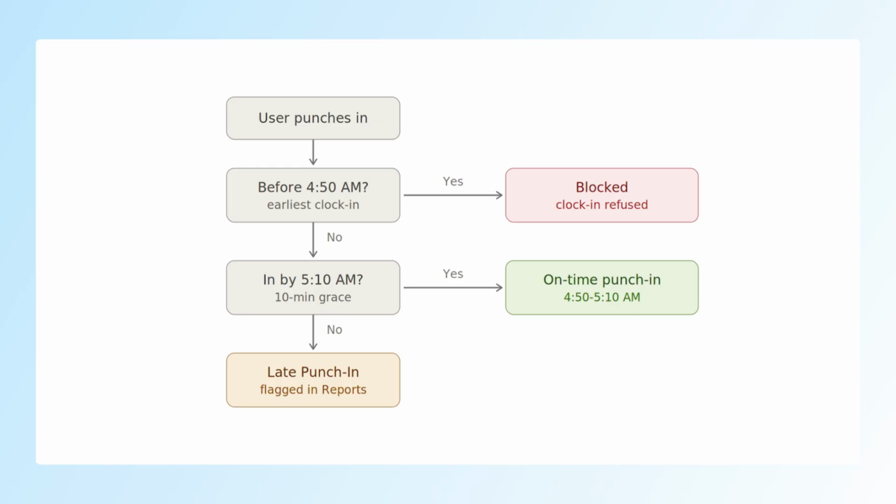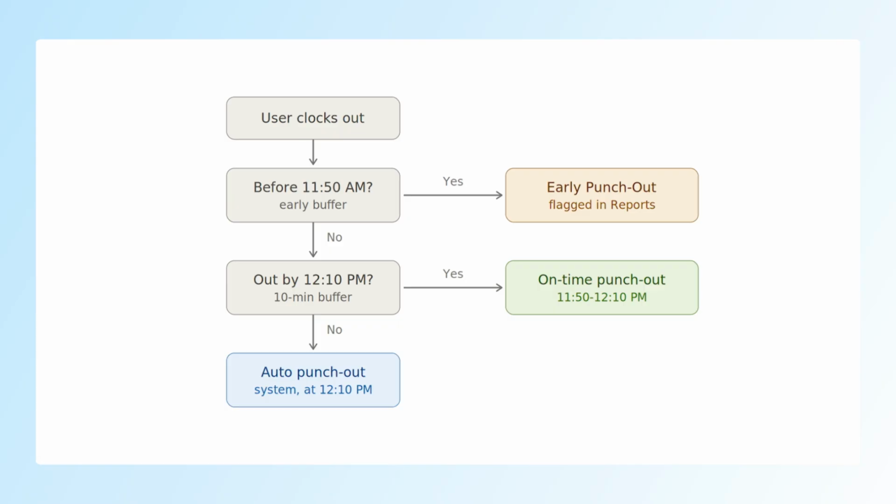Late punch-in gives the user a short grace window at the start of the shift. As long as they punch in by 5:10 a.m., they're treated as on time. If they punch in after 5:10 a.m., they're still allowed in, but the system flags it in the Reports section as a late punch-in. Early punch-out works the same way at the end of the shift. If the user punches out before 11:50 a.m., they're allowed to leave, but the system flags it in the Reports section as an early punch-out.